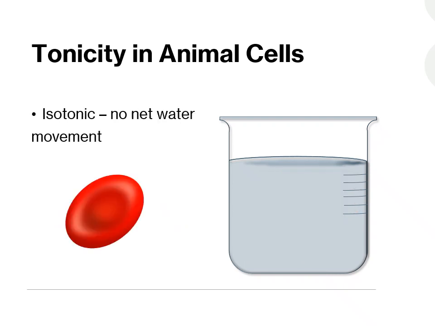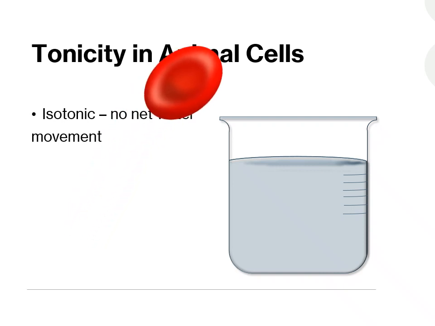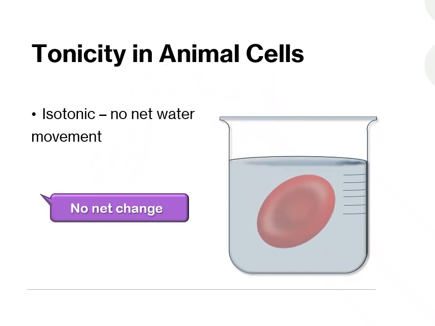So what if we take that same cell and put it in an isotonic solution? Because the solute concentrations are equal, water uptake will be balanced by water loss, and there will be no net change in the volume of the cell. If you've ever been given IV fluids or have seen a medical TV show where they give someone fluids, you might have noticed that they give isotonic saline rather than water, and this is the reason for that.